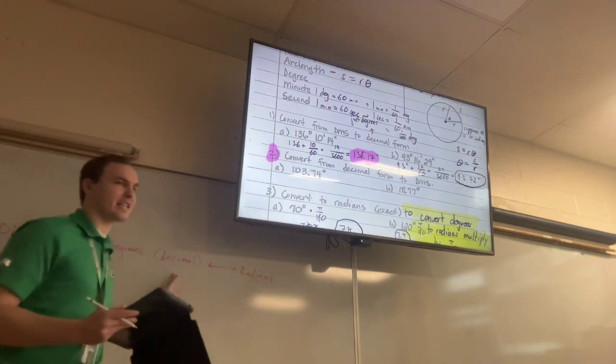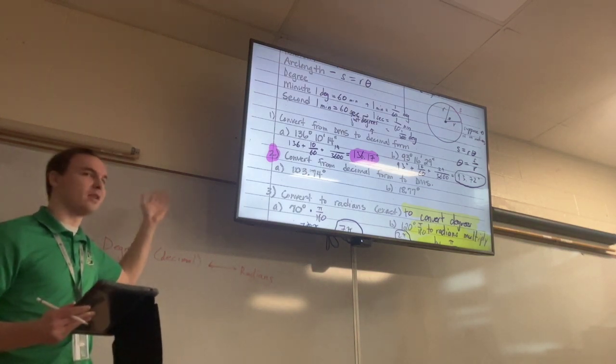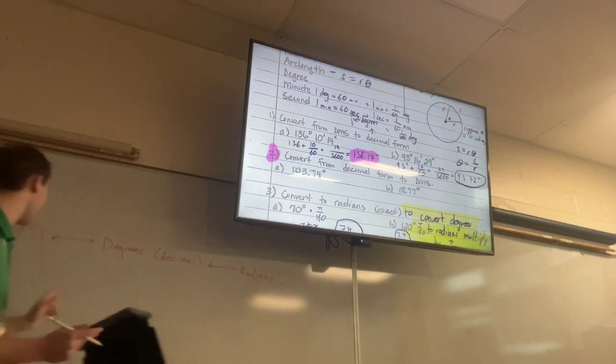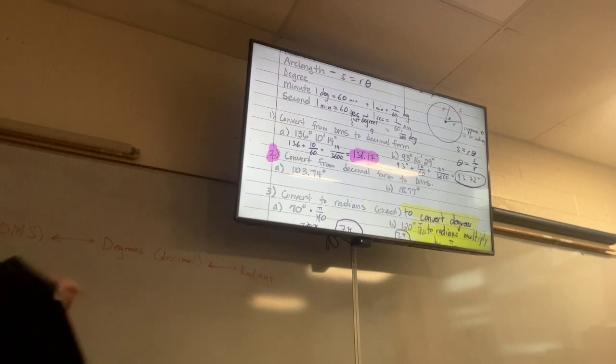Does anyone know what I mean by decimal degrees? Just regular old decimal, like 173.1745. We talked about how to go from between here and here, and from here to here. We did not talk about how to go from decimal degrees to degrees, minutes, seconds. So let's do that right now.